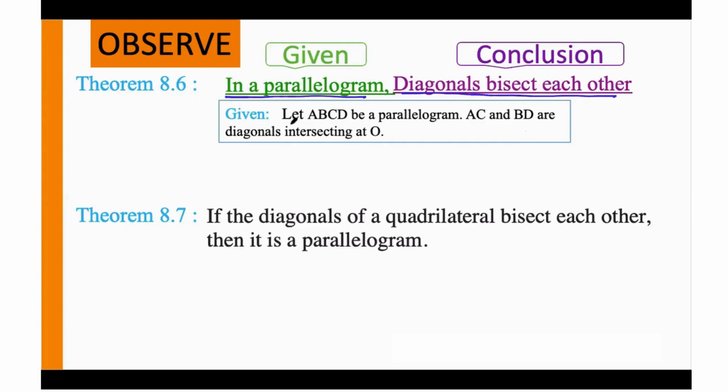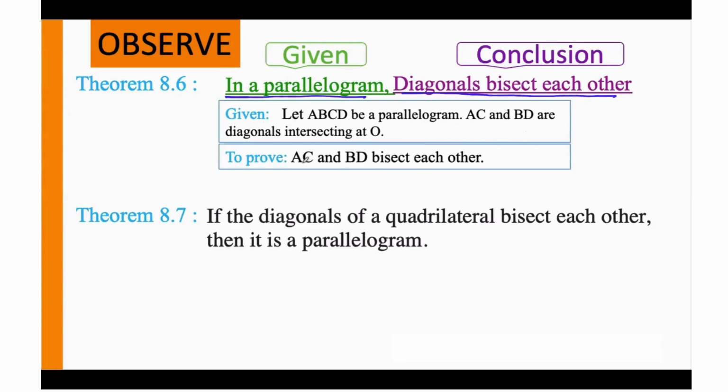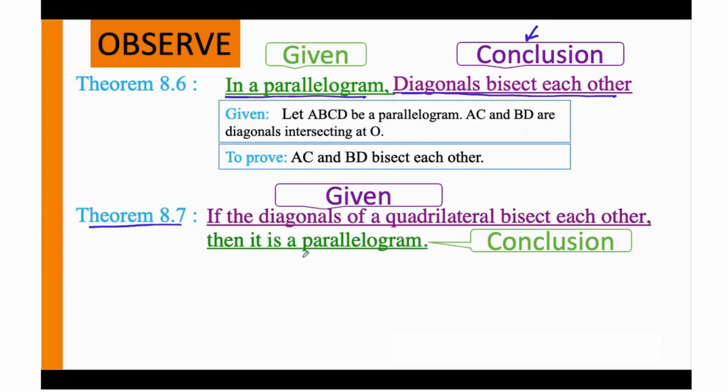You can see it was given that ABCD is a parallelogram, and you had to prove that AC and BD bisect each other. The diagonals bisect. The converse statement is theorem 8.7, which states that if the diagonals of a quadrilateral bisect each other, so the conclusion has become the given, then we need to prove that it is a parallelogram. So the given here has become the conclusion here.